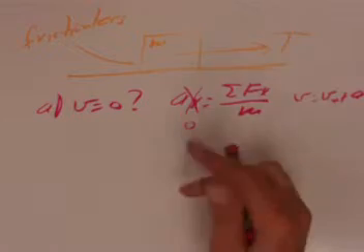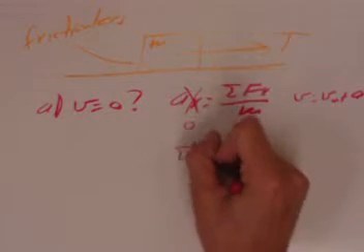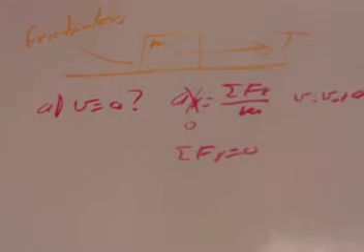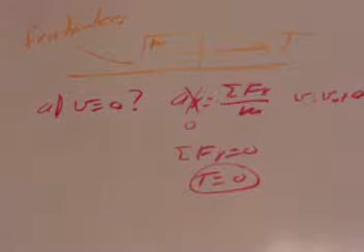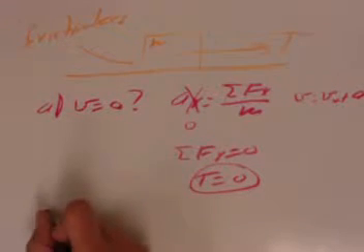So indeed, solving this Newton's law equation, the sum of the forces in the x direction must be equal to 0. The only force in the x direction is the tension, so you can correctly conclude that the tension must be 0 if the box is going to stay at rest.